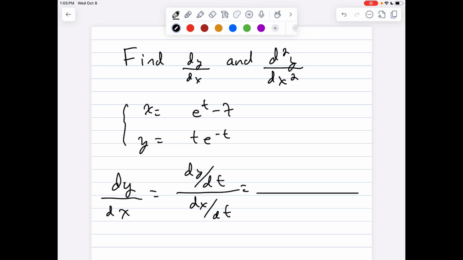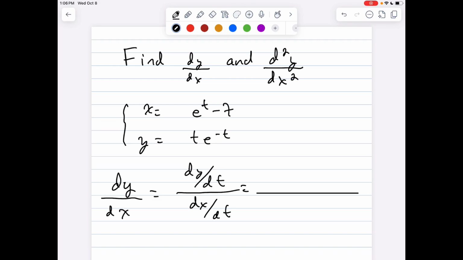All right, hello everyone. So we have a calculus 2 question, and we have the following parametric equations: x equals e to the t minus 7 and y equals t e to the minus t. And what we need to do here is solve for dy/dx and d squared y/dx squared.